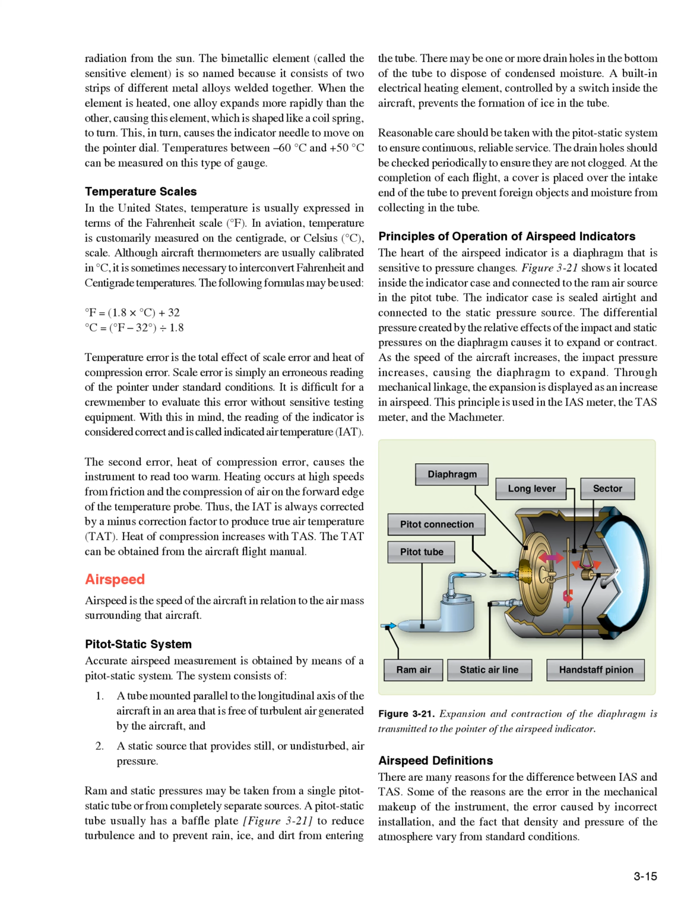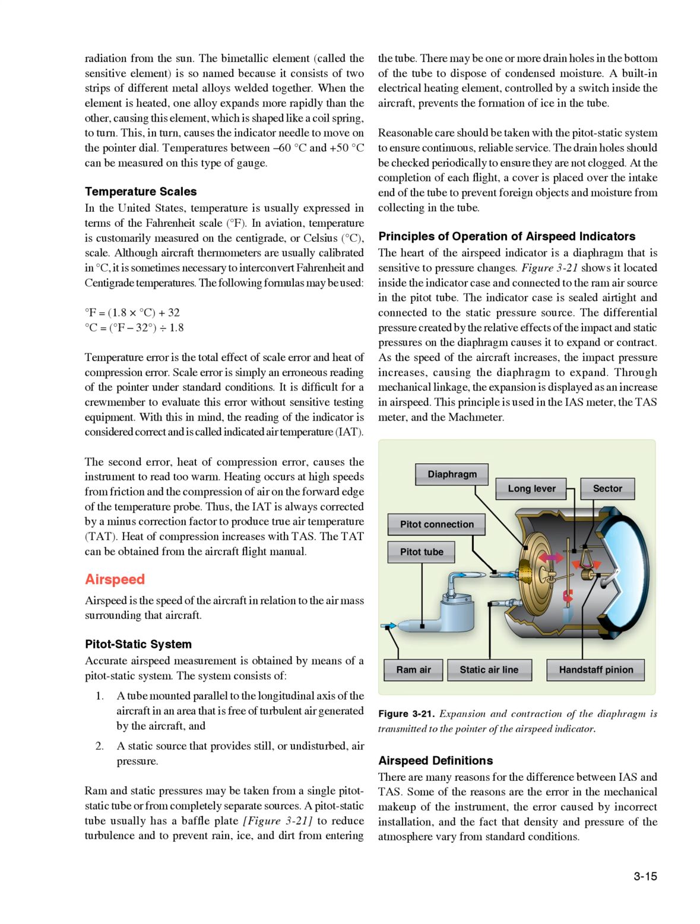A pitot-static tube usually has a baffle plate, figure 321, to reduce turbulence and to prevent rain, ice, and dirt from entering the tube. There may be one or more drain holes in the bottom of the tube to dispose of condensed moisture. A built-in electrical heating element, controlled by a switch inside the aircraft, prevents the formation of ice in the tube. Reasonable care should be taken with the pitot-static system to ensure continuous, reliable service. The drain holes should be checked periodically to ensure they are not clogged. At the completion of each flight, a cover is placed over the intake end of the tube to prevent foreign objects and moisture from collecting in the tube.